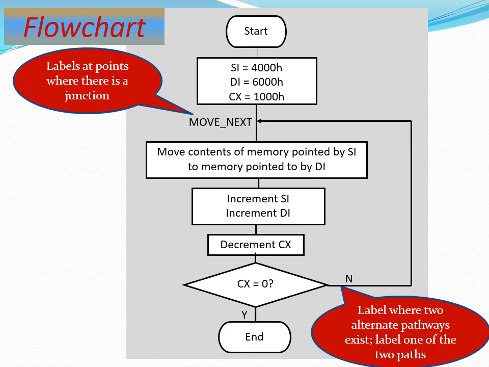We also put labels in the flowchart. The labels are put at points where there is a junction, like at this point, move next. They are also put at points where we've got two alternative pathways. Fortunately, in this flowchart, the alternative pathway is directly connected to this junction. So if there were some blocks before we get to the junction, we would put a name on one of the alternative pathways.